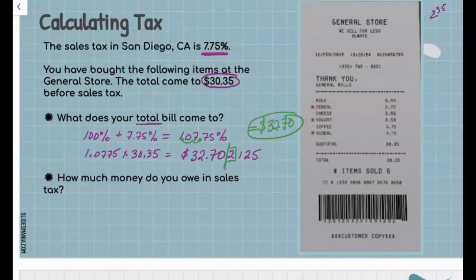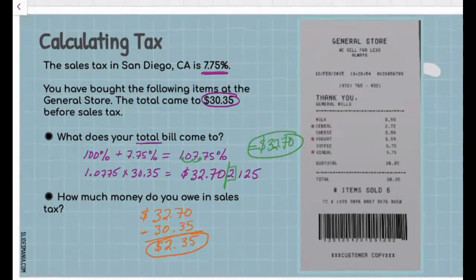Now, this was working backwards, but let's go ahead and say, yeah, I want to know how much that tax was. How much was that tax? Well, I ended up paying total $32.70, and the subtotal was only $30.35. So what my tax is $2.35. And in the next class, we're going to do a lot more work on this, so you will be able to see it a lot better. But hopefully that gives you some idea of how to work this problem backwards.